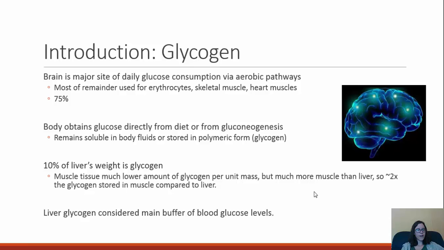Now, the liver has the highest specific content of glycogen of any body tissue. Glycogen is 10% of the liver's weight. Now, the muscle tissue has a much lower concentration of glycogen per unit mass, but because we have so much more muscle tissue than liver tissue, we actually have twice the amount of glycogen stored in our muscles compared to our liver. But since our muscles are lacking the G6P phosphatase, only our liver glycogen is considered the major buffer for blood glucose levels, because only our liver glycogen can release free glucose to impact our blood glucose levels.